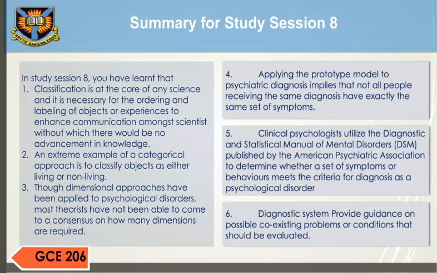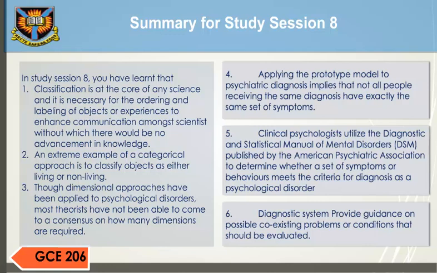Summary for study session. In this study session, you have learned that 1. Classification is at the core of any science, and it is necessary for the ordering and labeling of objects or experiences to enhance communication among scientists, without which there will be no advancement in knowledge. 2. An extreme example of a categorical approach is to classify objects as either living or non-living. 3. Though dimensional approaches have been applied to psychological disorders, most theorists have not been able to come to a consensus on how many dimensions are required.